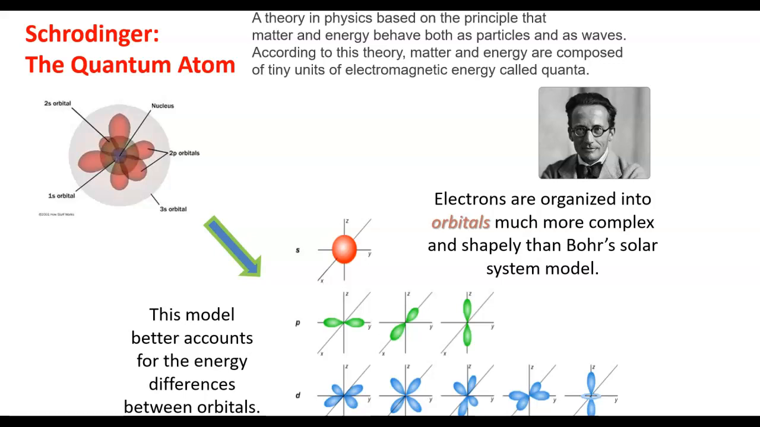Again, very specific, more complex orbitals, and we're looking at the way electrons travel as both particles and waves. And so it's not something you have to really memorize, but just know where that name comes from, and it is from Schrodinger as well. So the quantum atom from Schrodinger. He said electrons are organized into orbitals that are more complex and more shapely than Bohr's solar system model.